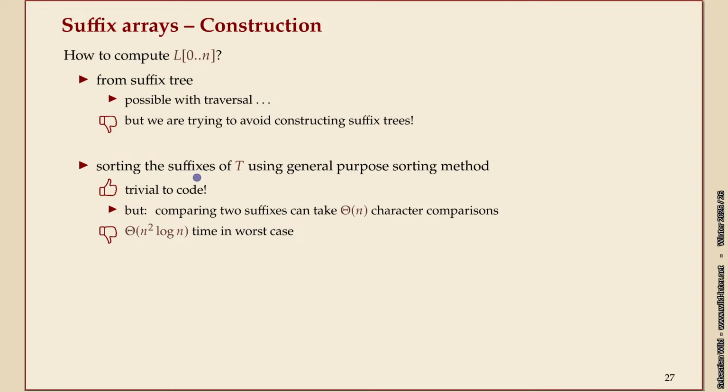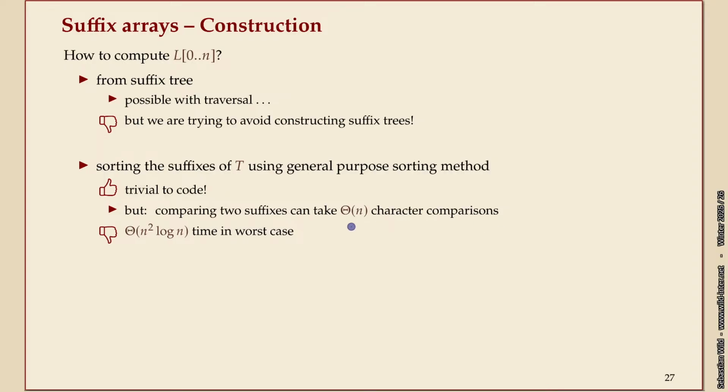We can directly do this by sorting, though. It's just the suffixes of t, they're there, and we can just throw any sorting algorithm onto it. That's trivial to code. You literally do that. You sort the integers 1 to n, and as a comparison function, you give it: read the strings that start at that position. It's a one-liner in Python.